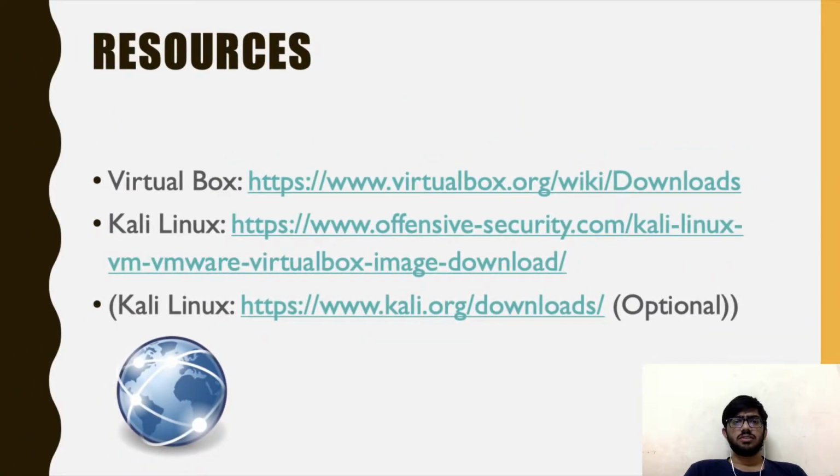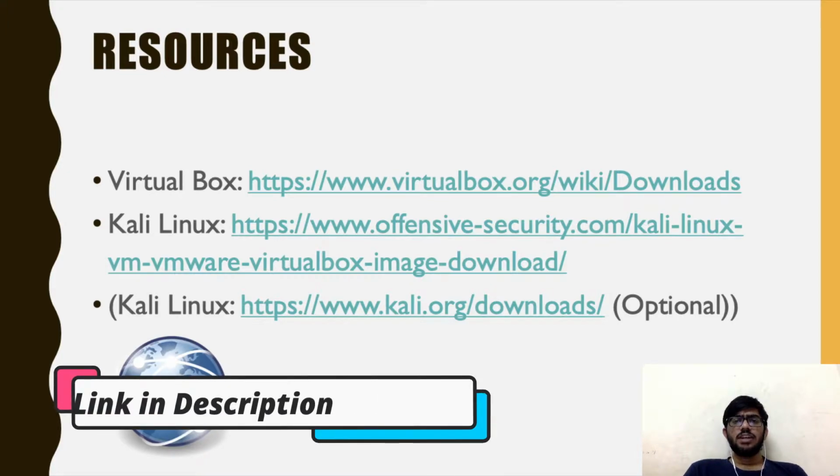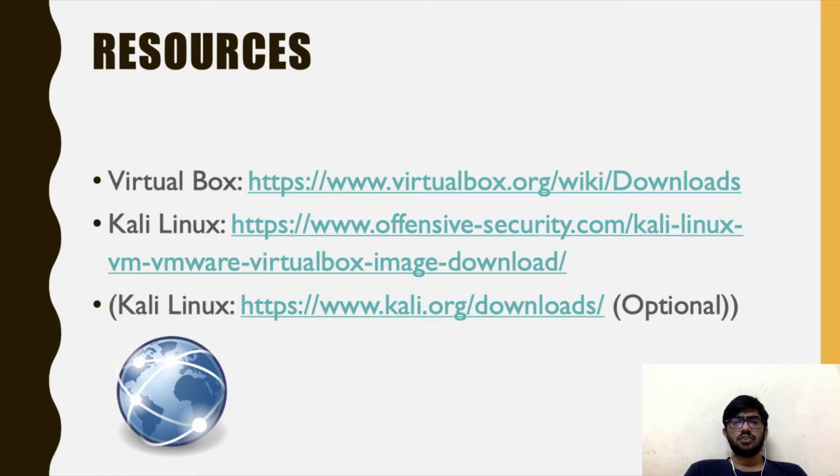So for resources, you have to download VirtualBox, and you also have to download the Kali Linux VirtualBox image file. You can download this image file from the Offensive Security website that I am going to show you, or you can download it from kali.org/downloads, the official website for Kali Linux. So why do I suggest downloading the Kali Linux image file from the Offensive Security website? If you download from kali.org, you have to do a lot of manual configuration and make a partition of it and all. But if you download it from the Offensive Security website, you just have to download it and add it to VirtualBox, and your Kali Linux machine is ready.